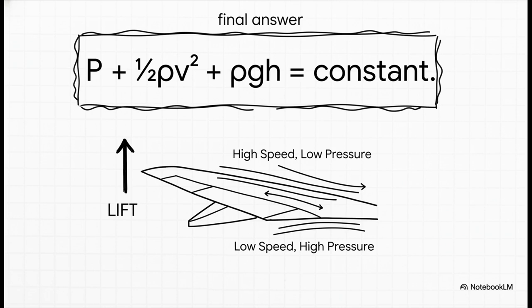Here's what that means in plain English. Along a streamline, if one part of the equation goes up, another part has to go down to keep the total constant. So, if the speed v goes up, the pressure P must come down. This is it. This is the core principle that generates the lift that makes airplanes fly.